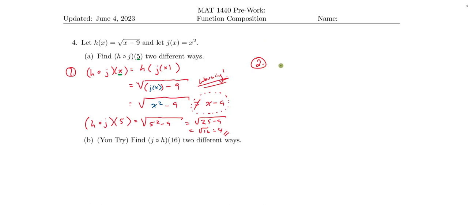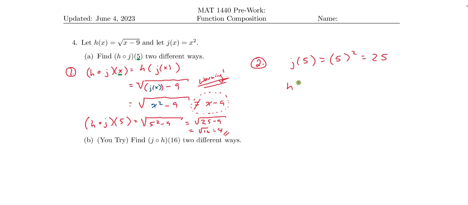So let's go ahead and actually find it using the two-step procedure. First of all, I'm going to compute j of 5. If I were to compute j of 5, that would be 5 squared, which is equal to 25.